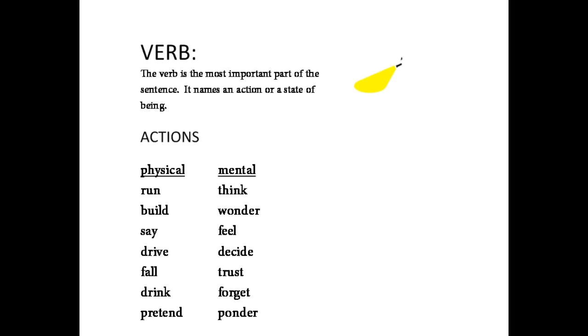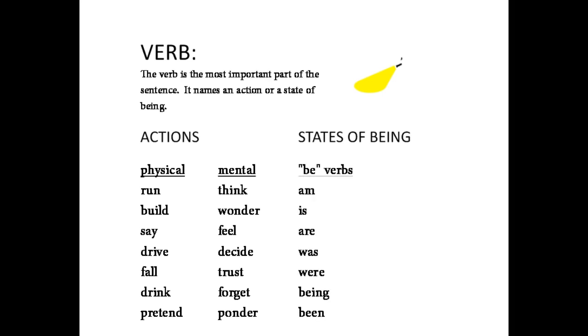There's another kind of verb which is not an action. It's not really even a kind of motion. It's really more of a state of being. And the state of being verbs are all going to be forms of the verb to be. You need to memorize these if you haven't done it already. Here they are. Your be verbs are am, is, are, was, were, being, and been. Make sure you memorize that list before you go any further.